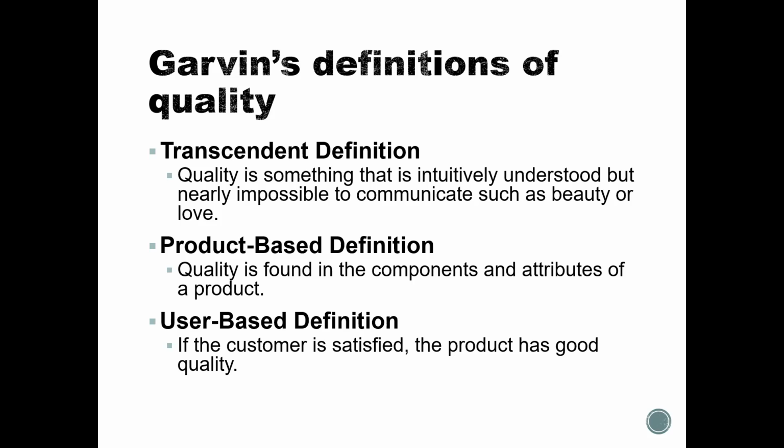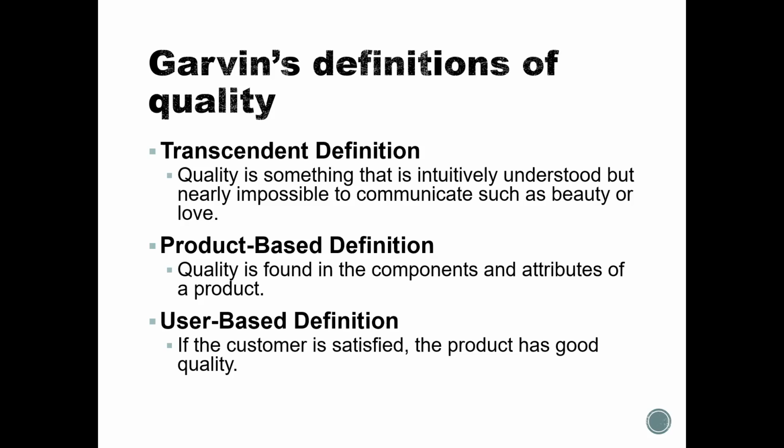So basically, Garvin's definition of quality, he has given this definition of quality in various aspects. First is the transcendent definition. It says quality is something that is intuitively understood but nearly impossible to communicate, such as beauty or love. The second definition is product based. Once the system has been developed and it is being used by the customer, in that aspect, we can say quality is found in the components and the functionality or the attributes of a product.